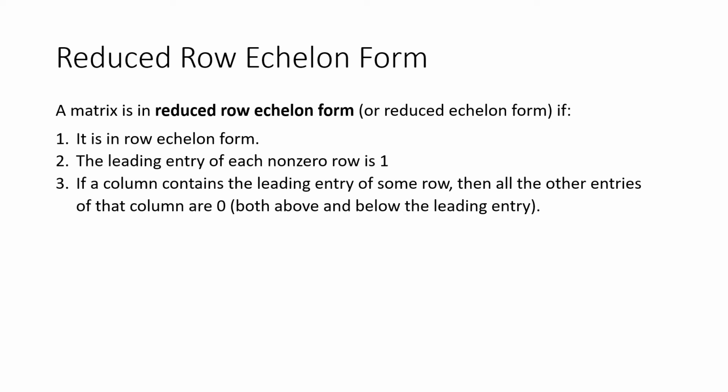The first one says that it has to be in row echelon form. The second condition, remember the leading entries. It said that the leading entries for reduced row echelon form have to be 1. They can't be any other number. And thirdly, look at the columns where the leading entries live. This condition says that every entry in that column, except for the leading entry, has to be a 0. Whether it's above or below it, it all has to be a 0. So here's the example.